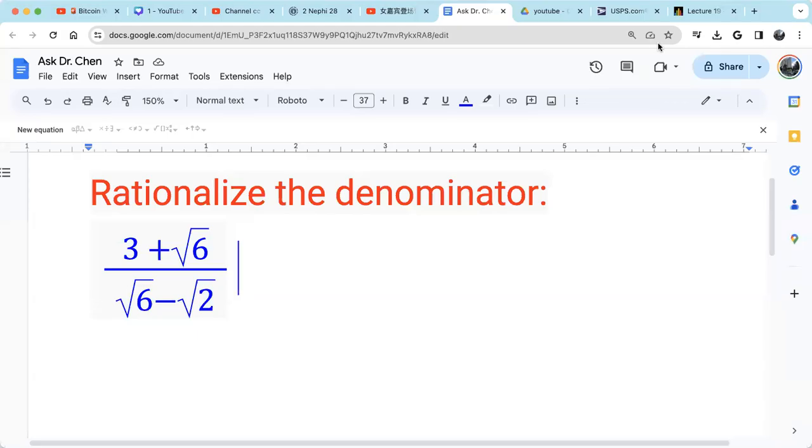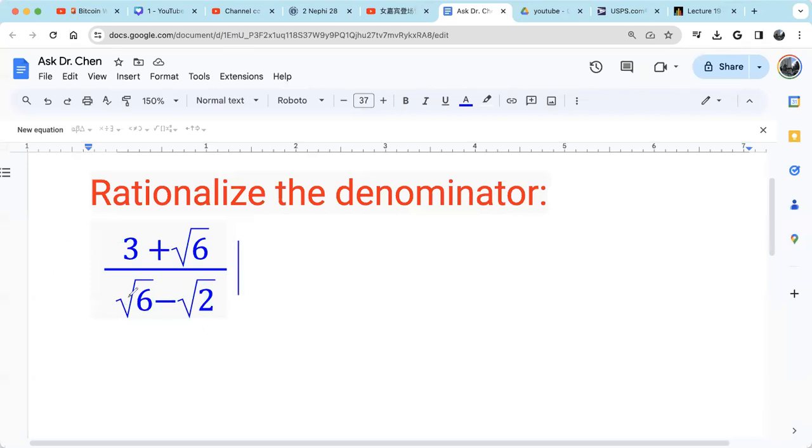Okay, let's see this question. We want to rationalize the denominator. Sometimes we want to rationalize the numerator. Rationalize means make those numbers rational numbers. So we have square root of 6, square root 2 involved in this. Square root of 6 and square root 2 are irrational numbers. So we want to rationalize.